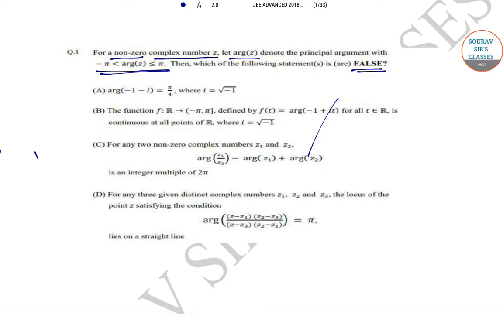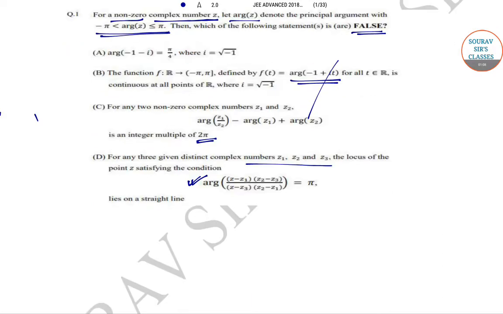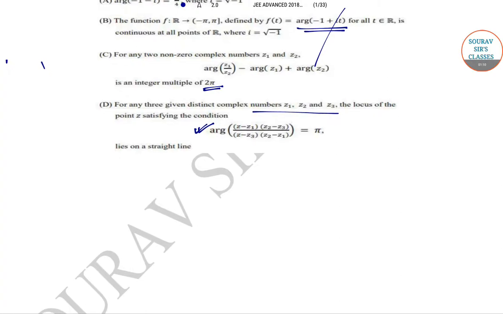Second one is, a function f from R to minus pi to plus pi defined by f(t) equals the argument of 1 plus it for all t in R, is continuous at all points of R. And the third is, for any non-zero complex numbers z1 and z2, the argument of z1 by z2 minus argument of z1 plus argument of z2 is an integer multiple of 2 pi.